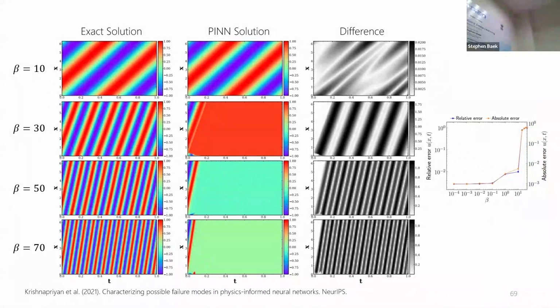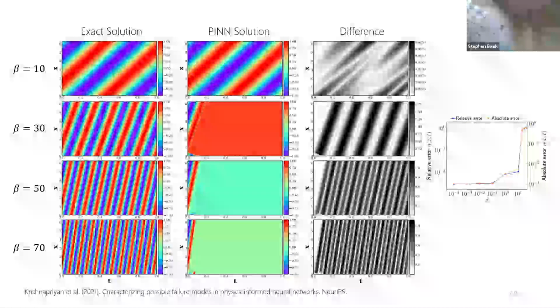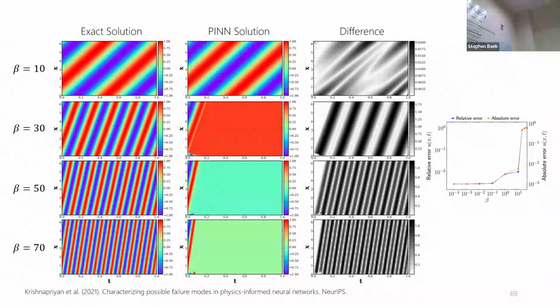So everything looks good. But the moment beta goes up, you can see that the stripe pattern becomes much more frequent and steeper. And then you can see that the model just gives up preserving the periodic boundary condition, and we get to see a lot of errors.